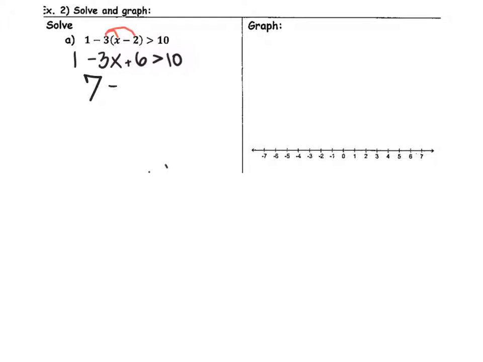The 3x is still negative, and it's greater than 10. Subtract 7 from both sides. Okay, let's subtract 7 from both sides. Now I'm doing my adding and subtracting portion of my steps. Let's get the 7 and the 10 together. Negative 3x is greater than 3. All right, next.